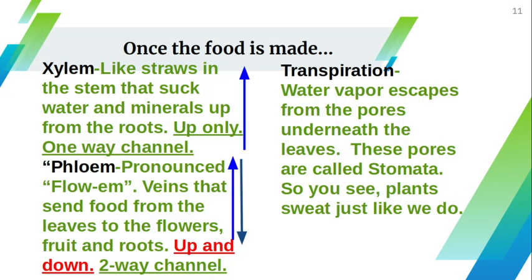Once the food is made, the food uses these other transport vehicles inside of a plant. One of them is called the xylem. Now, the xylem, they're like straws in the stems that suck water up and minerals up from the roots, but it's a one-way up only elevator. It does not go down.